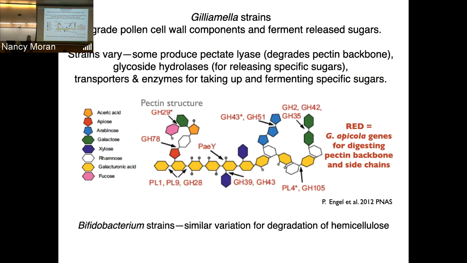And in general, Gilliamella apicola always has the ability to break the backbone and at least digest pectin in part. So these are secreted enzymes breaking down this extracellular polysaccharide.